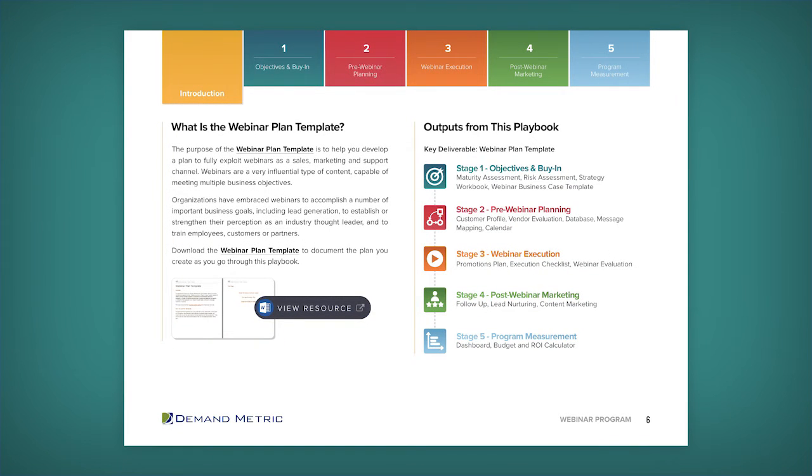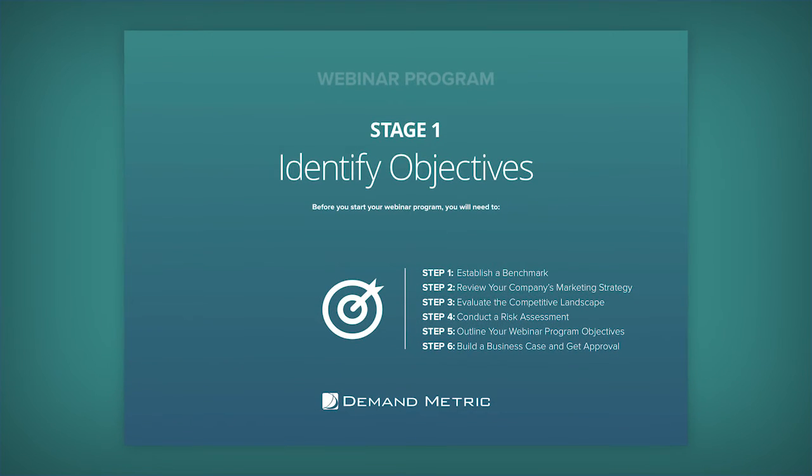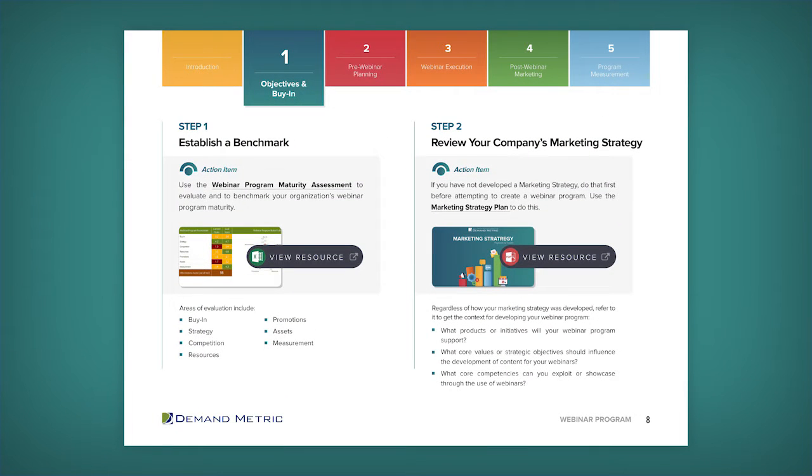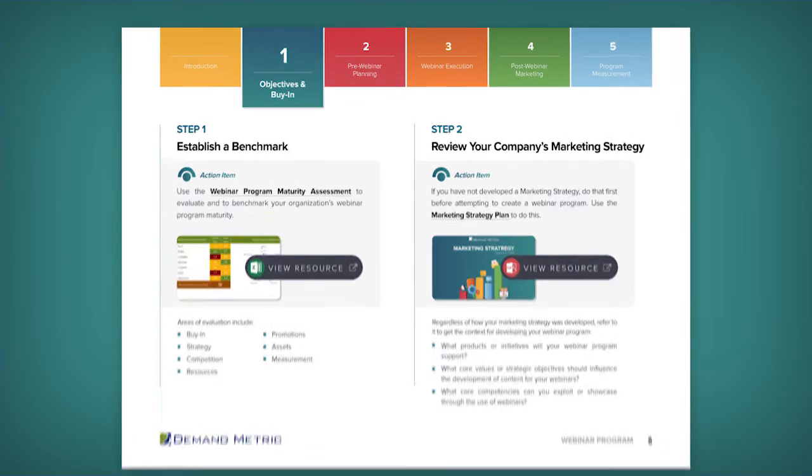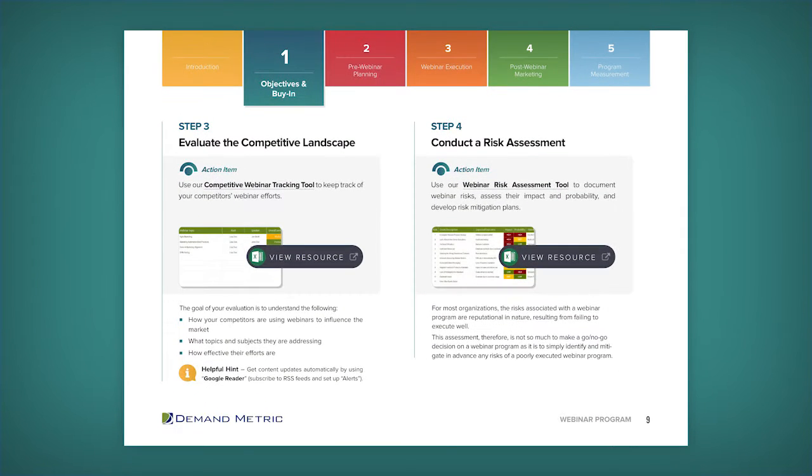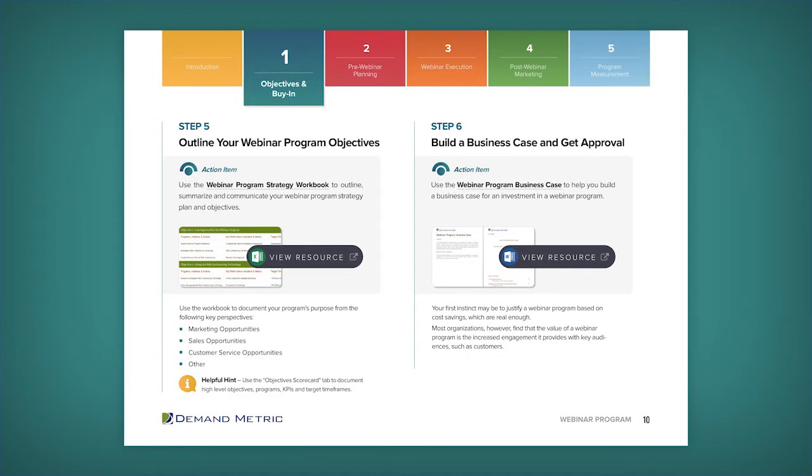It first starts with the first stage, which is to identify objectives. And here, the first step is to establish a benchmark. Afterwards, your next step is to review your company's marketing strategy. Evaluate the competitive landscape, conduct a risk assessment, outline your webinar program objectives, build a business case, and get approved.